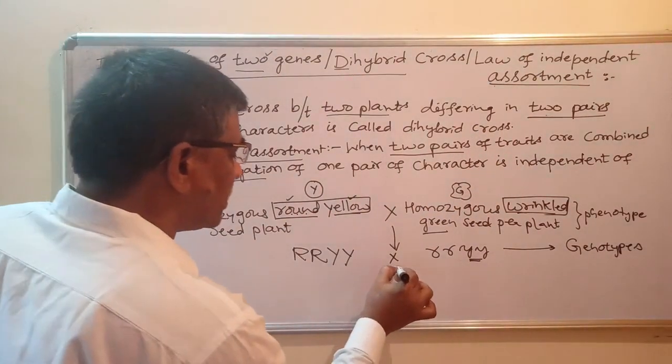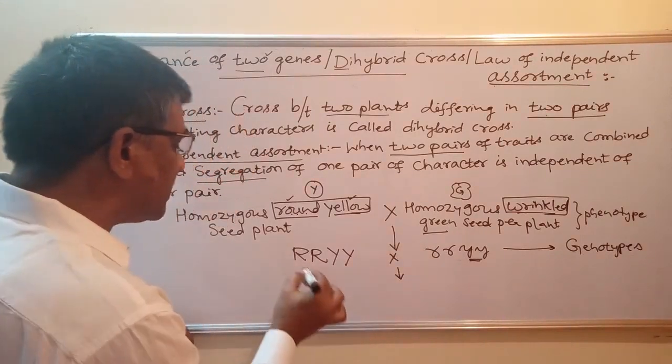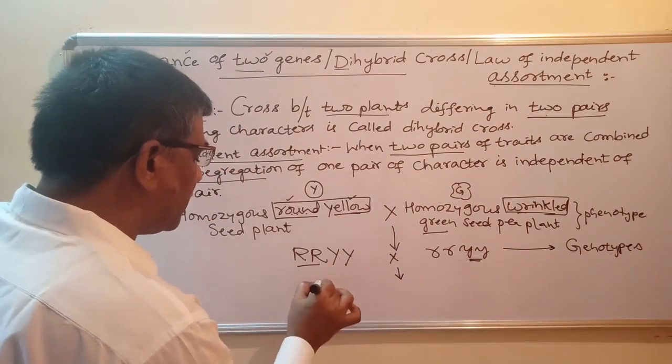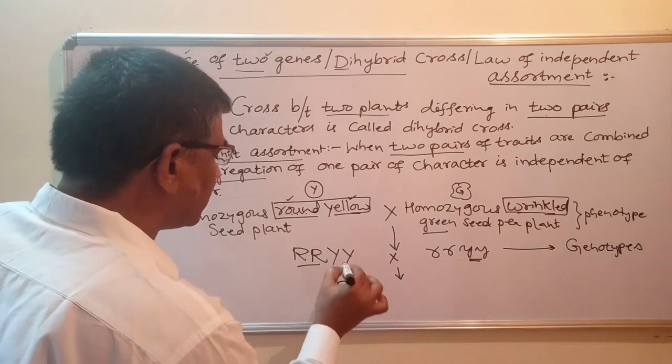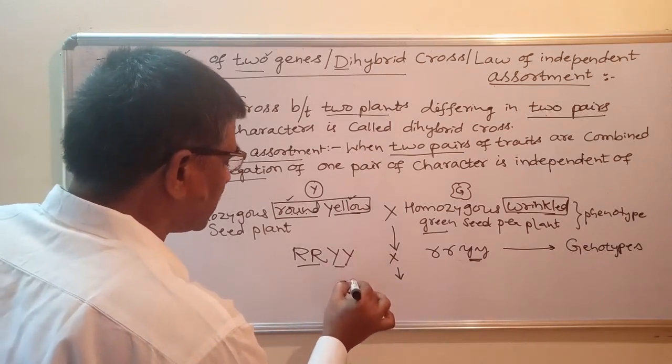So to cross, we need to take gametes. Since these two are capital R, we have to take only one capital R, and these two are small r, and capital Y.